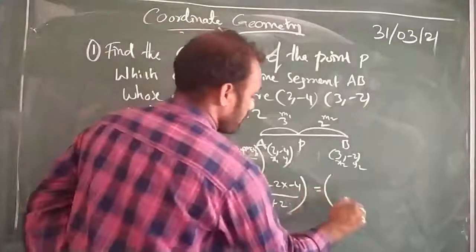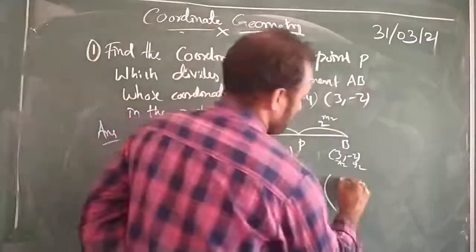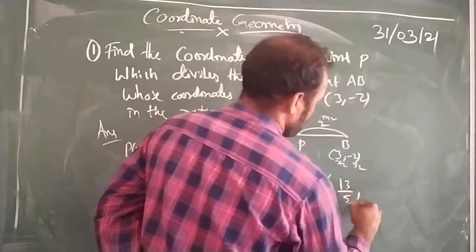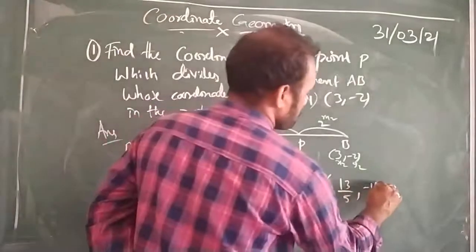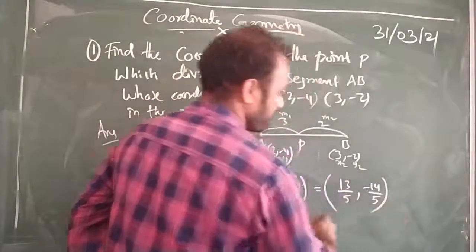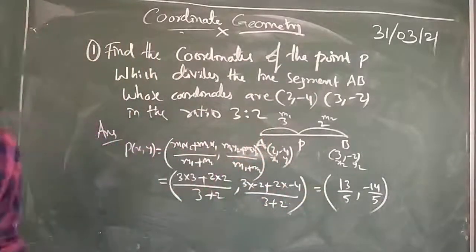So that is equal to 3 threes are 9, 9 plus 4, 13, so 13 by 5, comma, -6 minus 8, that is -14 by 5. So these are the coordinates of the point P at which it divides the ratio 3:2.